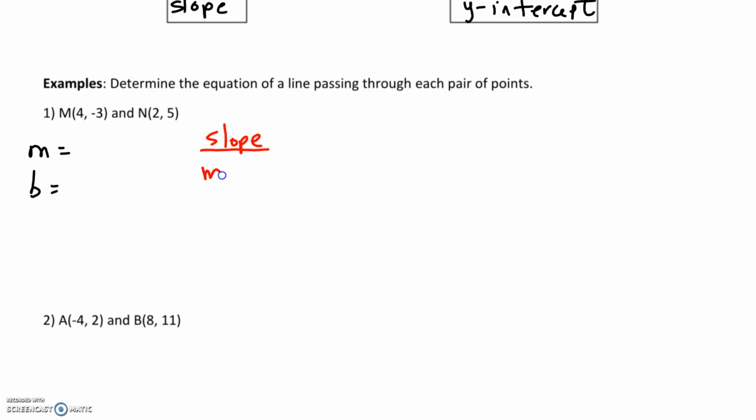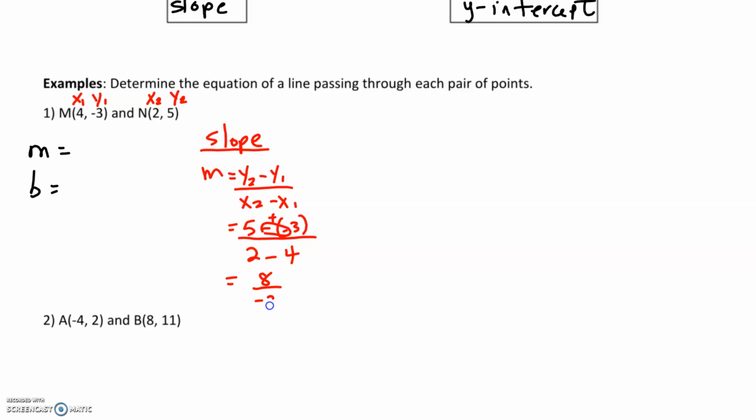We have a formula that we use to calculate the slope of a line, y2 minus y1, divided by x2 minus x1. So I have 2 points. I'll label them as x1, y1, x2, y2. I'll go ahead and sub in. y2 is 5 minus y1 is a -3, and x2 is 2 minus x1 is 4. We know that subtracting a negative is like adding, so 5 plus 3 is 8. 2 minus 4 is a -2, and that divides to -4.